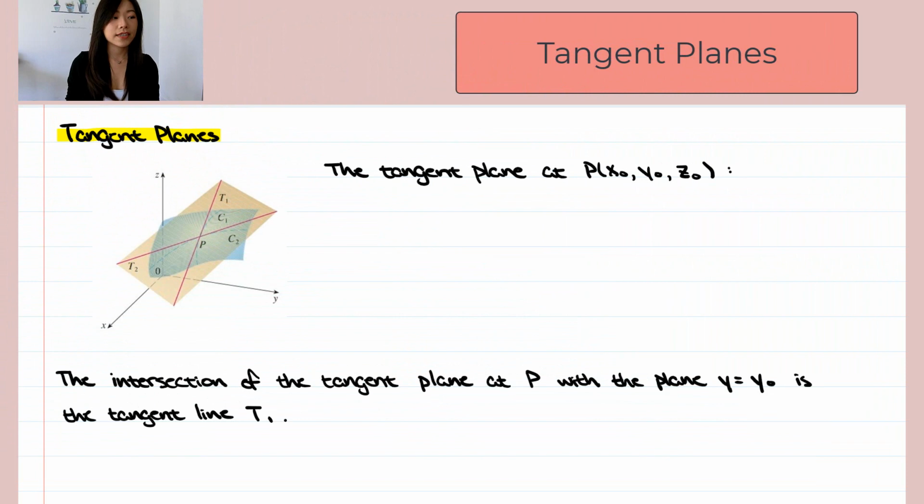Here it shows a surface that represents a function of two variables. And we want to find the equation of the tangent plane at this point. And suppose it has coordinates of x0, y0, and z0.